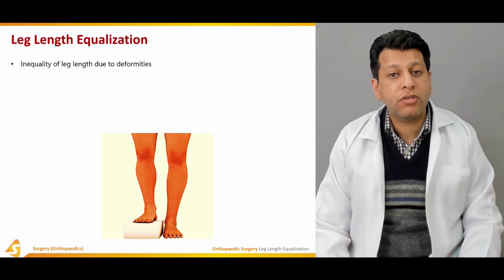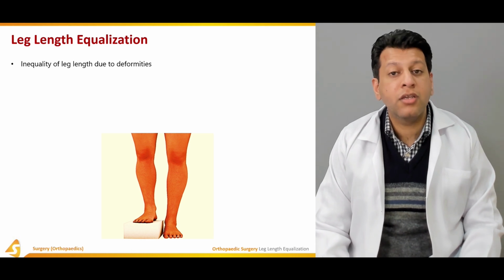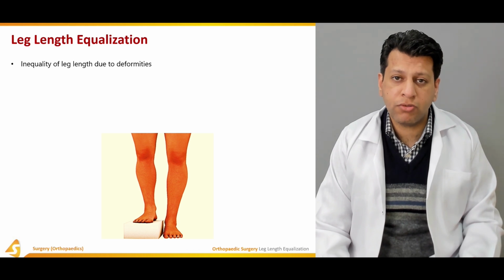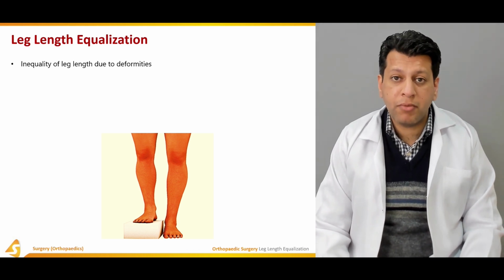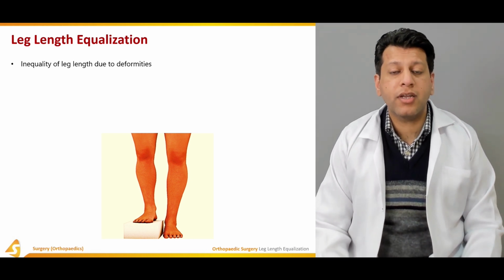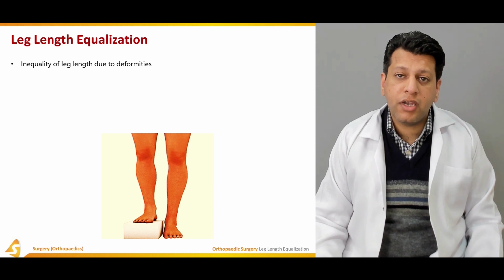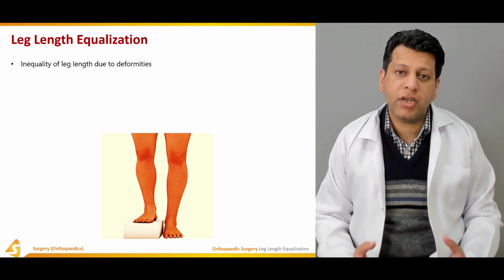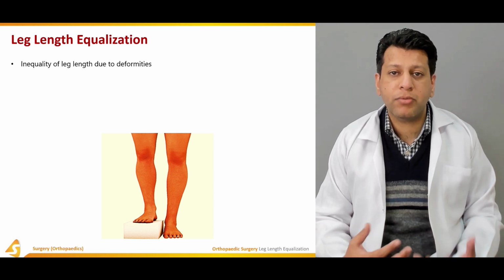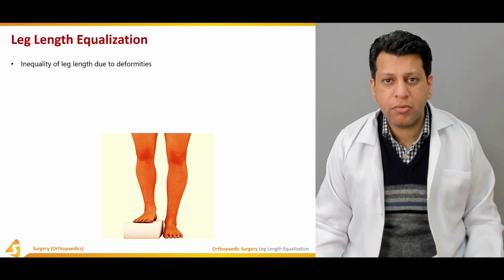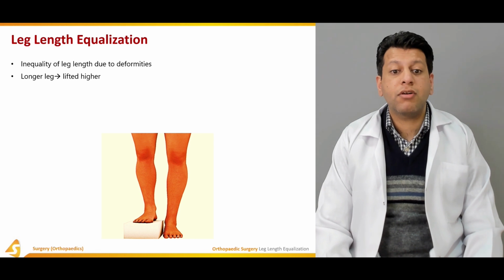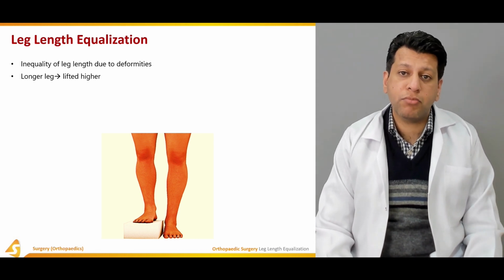Or there could be neuromuscular diseases such as cerebral palsy, poliomyelitis, in which there is a spastic paralysis of the muscle which is predisposing the patient to LLD or limb length discrepancy. Or there could be other causes as well. For example, the patient has some kind of trauma eventually leading to physeal arrest, and therefore one leg is growing normally. The other leg, due to physeal trauma, has stopped growing, therefore eventually leading to limb length discrepancy.